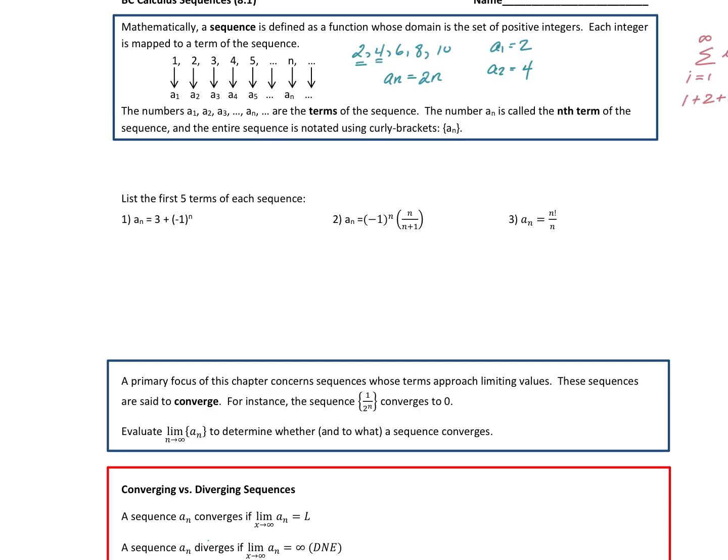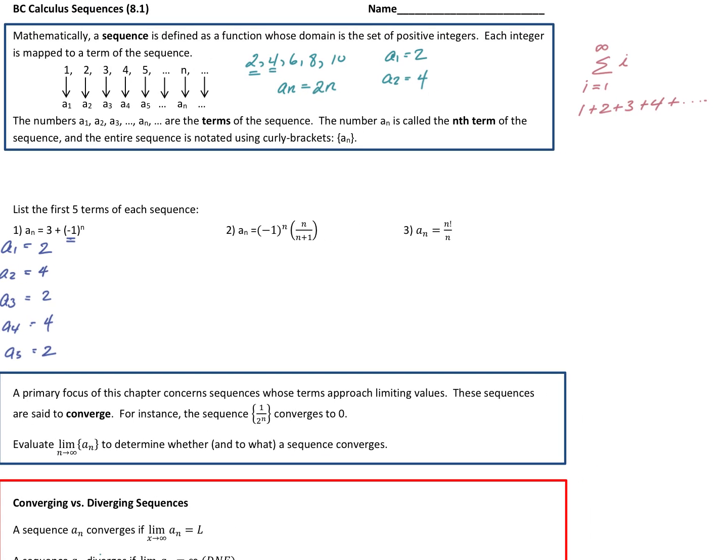So for 1, 2, and 3, we are providing you with the function. All you need to do is come up with the terms of the sequence. So I would start off with a sub 1. A sub 1, this is going to stay negative. So 3 minus 1 is 2. A sub 2, you'll start to see a pattern as you do this. You get 4 because it becomes positive. And then you can pretty much figure out the pattern here based on whether n is odd or even.